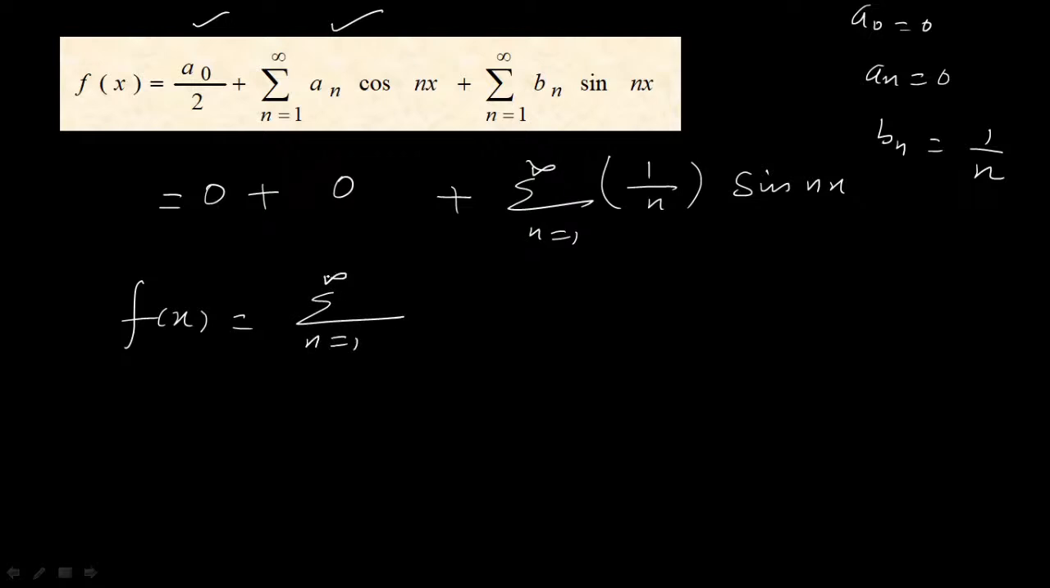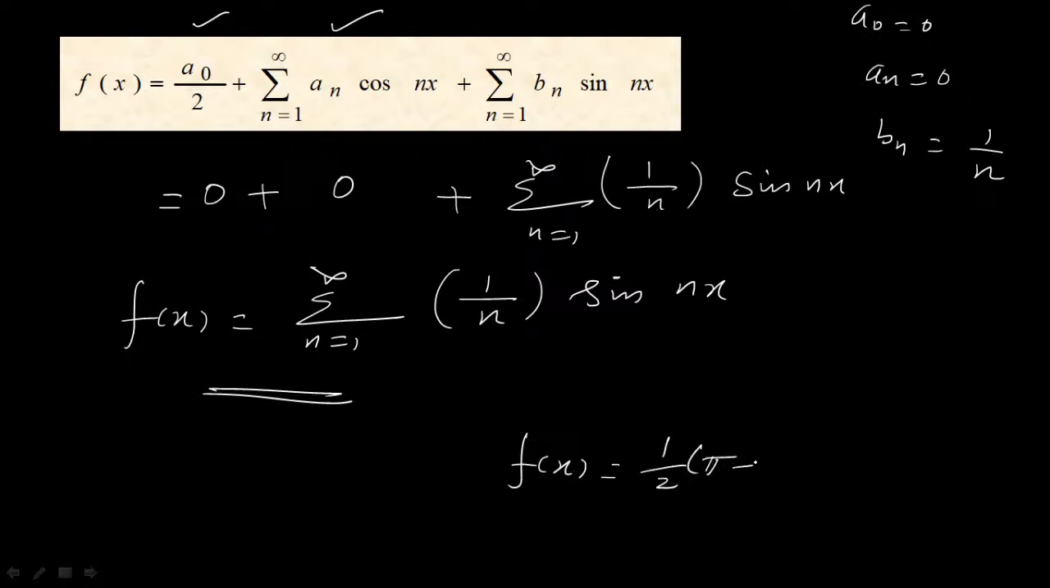So your f of x is equal to sigma n is equal to 1 to infinity 1 by n sin nx. So for the given function, the f of x is equal to 1 by 2 of pi minus x. This is what the given function. Am I right? F of x is equal to 1 by 2 of pi minus x. So for the given function, this is the Fourier expansion. Okay. I think we got a clear idea about how to calculate the Fourier coefficients, if the function is given in terms of pi form.